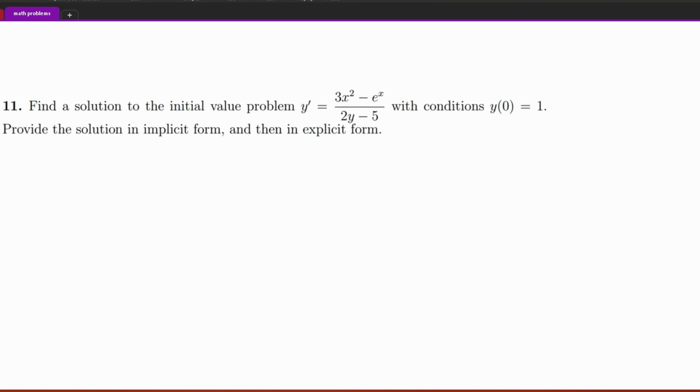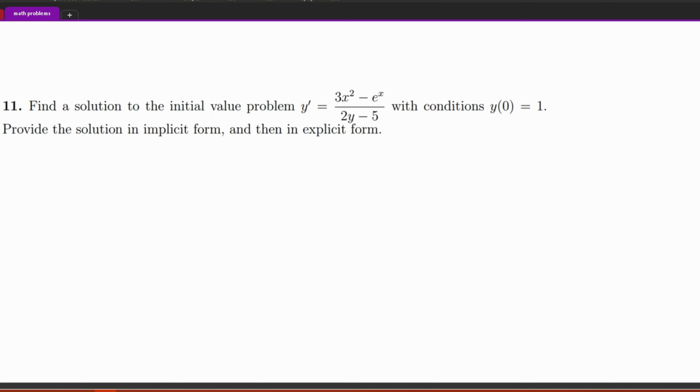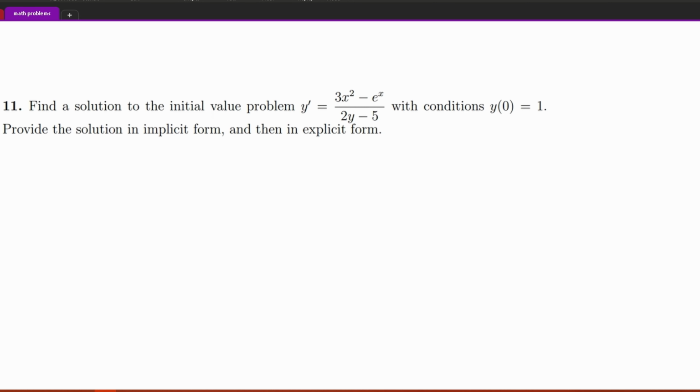We need to find a solution to the initial value problem that we're given here. We have the following condition, and we want to provide the solution in implicit form and explicit form. Implicit form is just like a basic solution, no simplifying or anything. Explicit form is where we have y by itself, so y is equal to something.